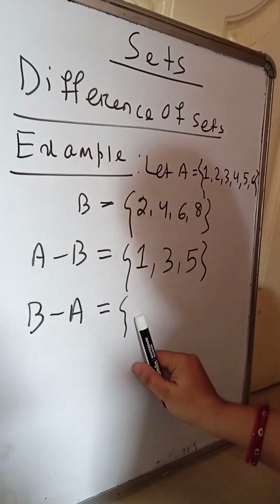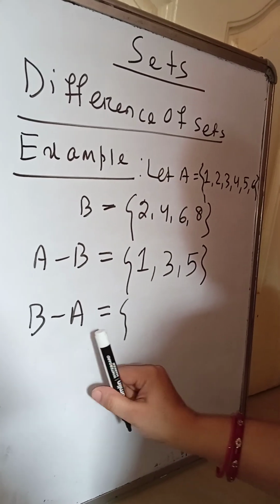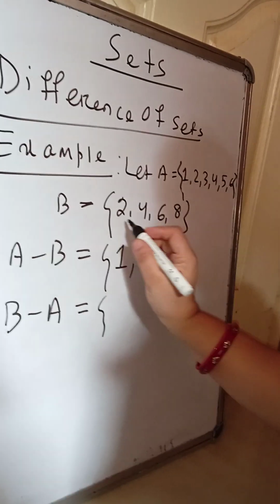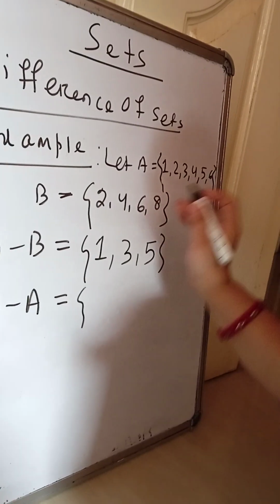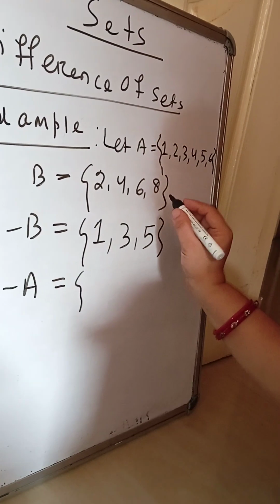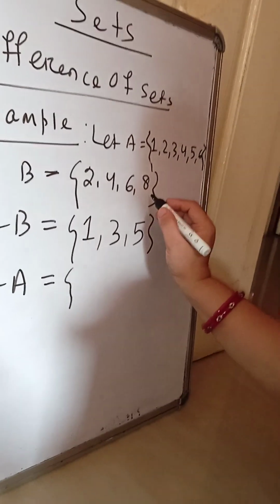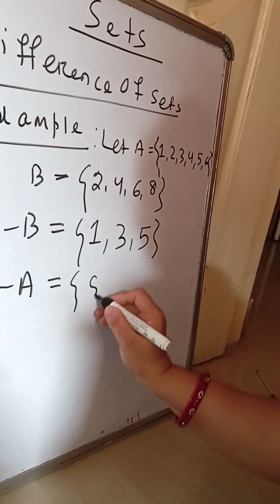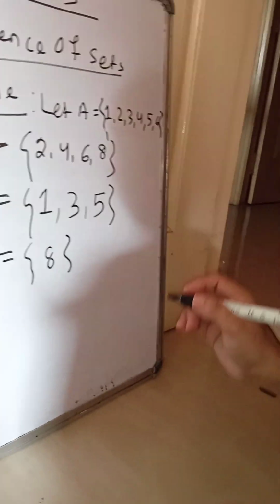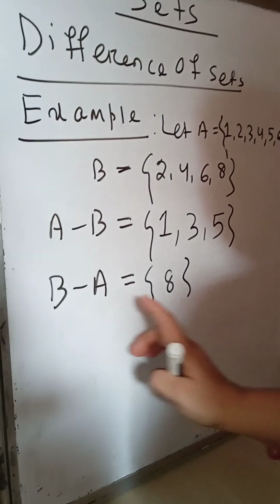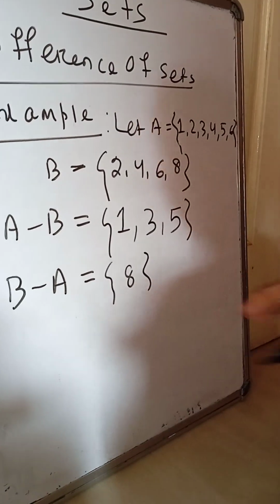So 6 will not be written in B minus A, because we will exclude the elements of A from set B. So 2, 4, 6 are present in A too. So these are not written in the B minus A set. Rather, the element 8 is present in B but not in A. So B minus A is the set of element 8 only.